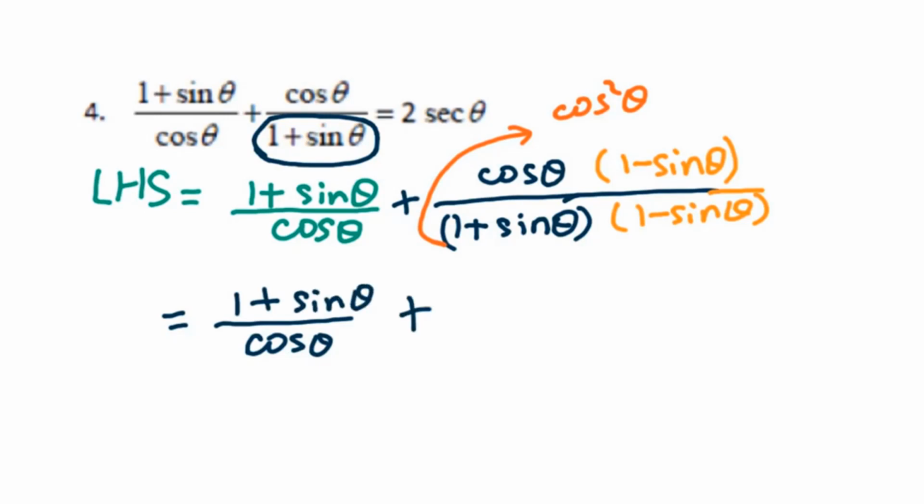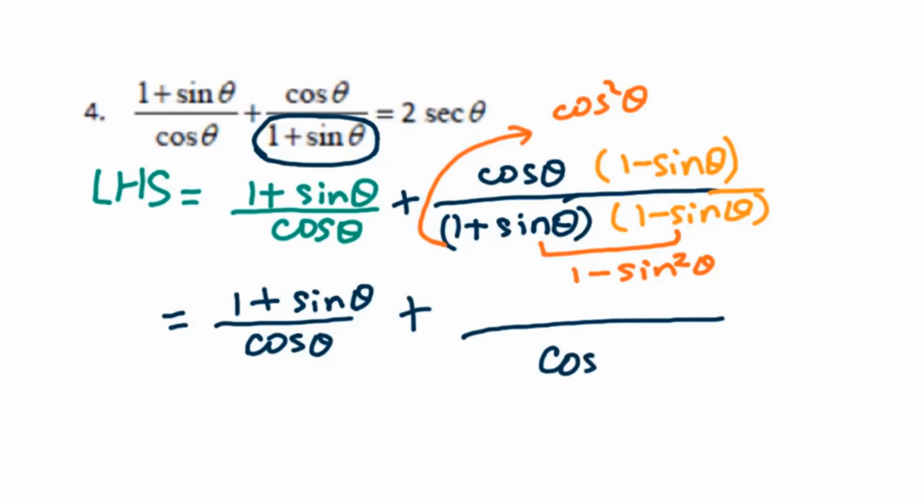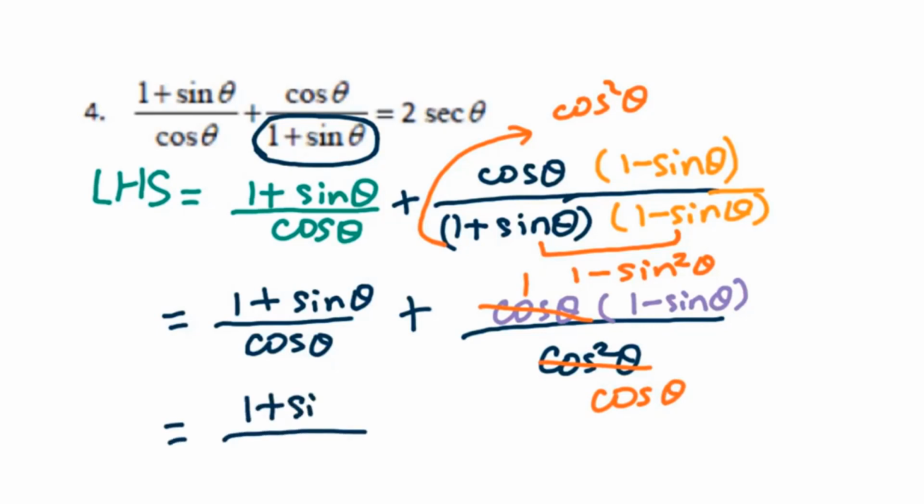Then plus. For these two, we got the 1 minus the sine squared theta. Therefore, I just write down here cosine squared theta. Look at the top, I got the cosine theta times 1 minus sine theta. So reduce, here's 1. This is a cosine theta. Let me bring this down again. Then I have denominator is cosine theta, top is 1 minus sine theta.